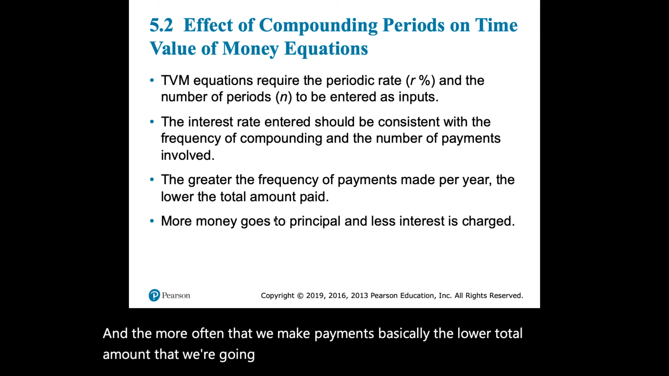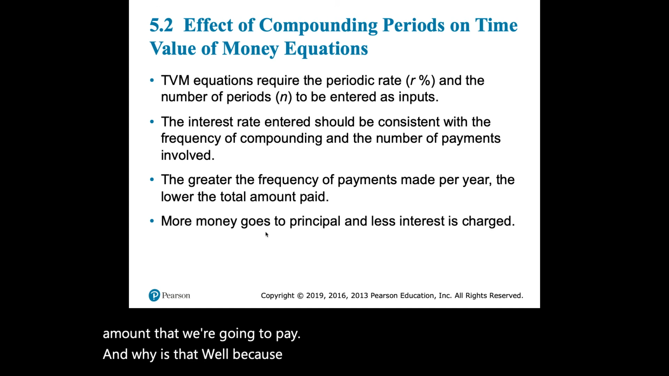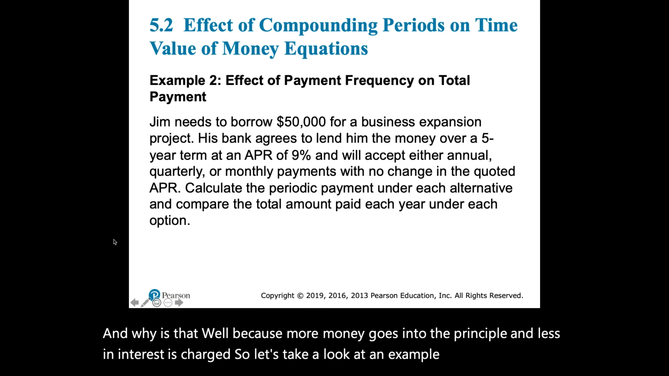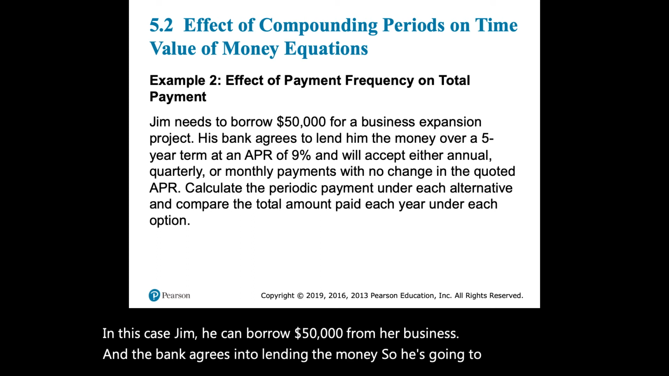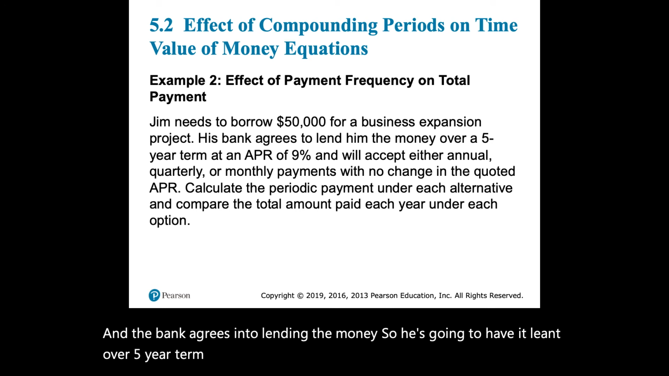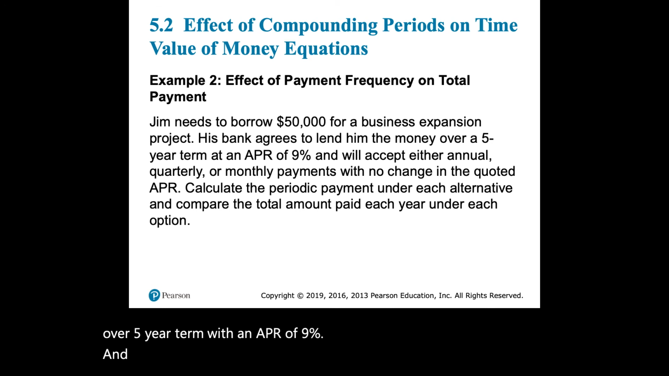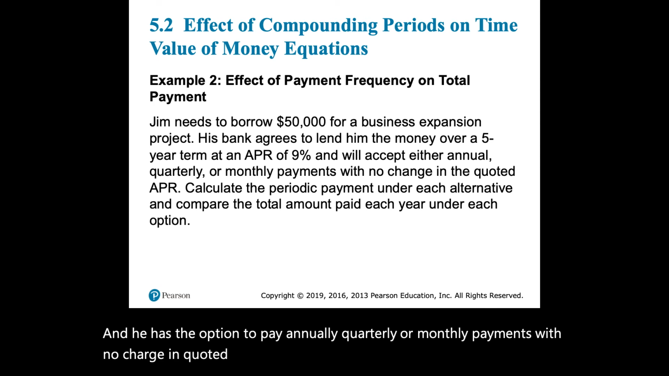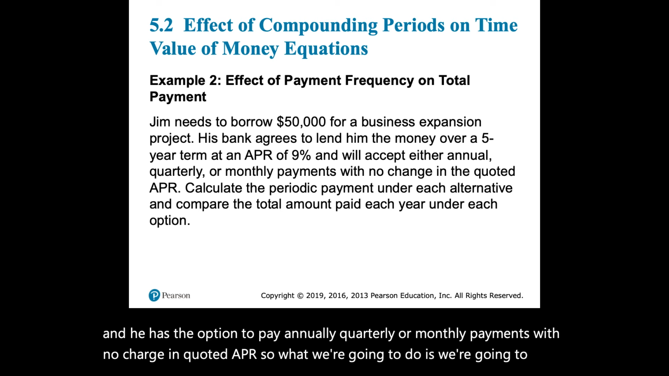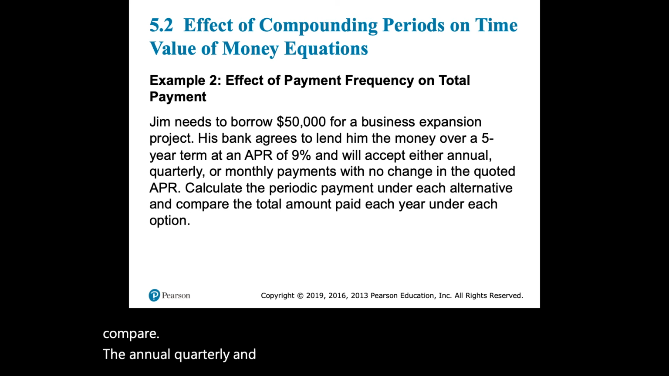So let's take a look at an example. In this case, Jim can borrow $50,000 from a bank, and the bank agrees to lend him the money over a 5-year term with an APR of 9%. He has the option to pay it in annual, quarterly, or monthly payments with no change in the quoted APR. We're going to compare the annual, quarterly, and monthly payments and see which one is best, which one is more expensive, and which one costs less.